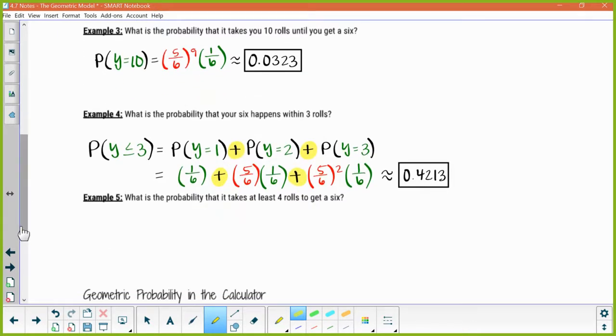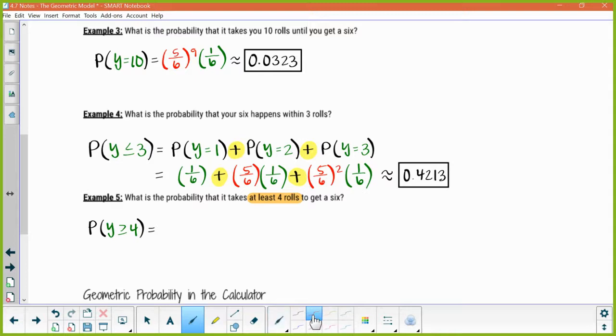Okay, what is the probability that it takes at least 4 rolls? So here they're asking us at least 4 rolls. So that means it could be the probability that y is greater than or equal to 4. Well, remember, anytime you are doing at least, you want to think of it as the opposite, because in this instance we could go on forever. We could get y is equal to 1,000,000 and keep going and going and going. So that's not the best way to approach it. Instead, you want to find the opposite.